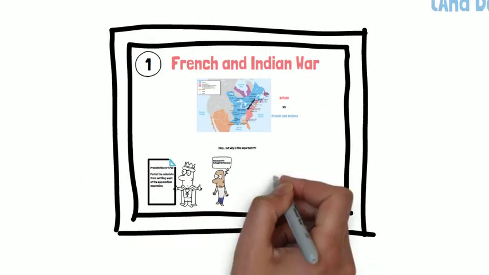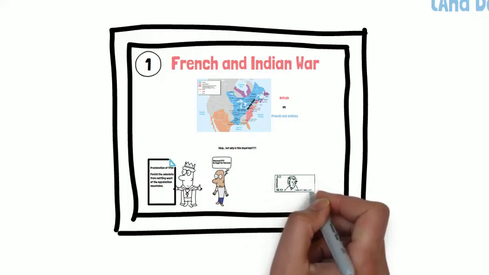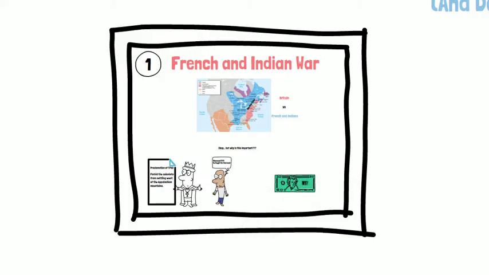able to settle there. The second reason the French and Indian War is important is because the war left Britain heavily in debt. This meant that Britain would have to find ways to pay back that war debt, and as we'll see, Britain wanted to force the colonists to help pay it back.